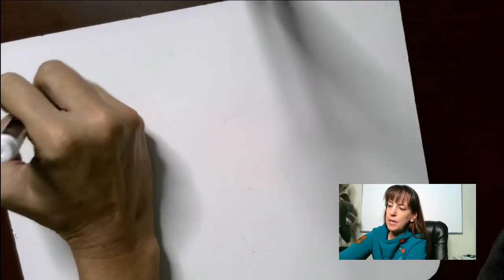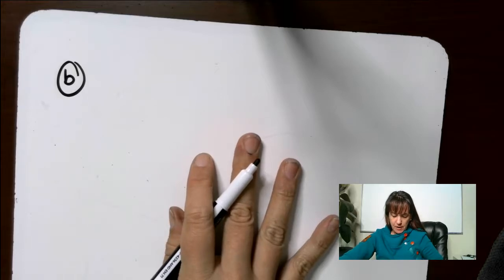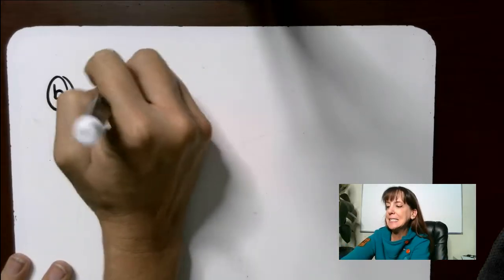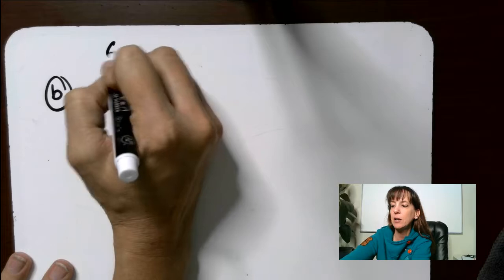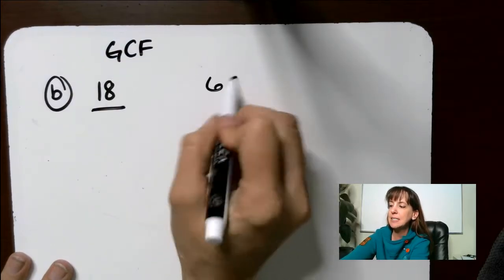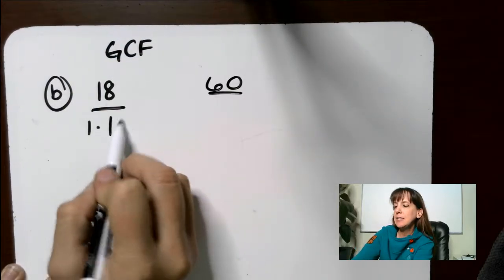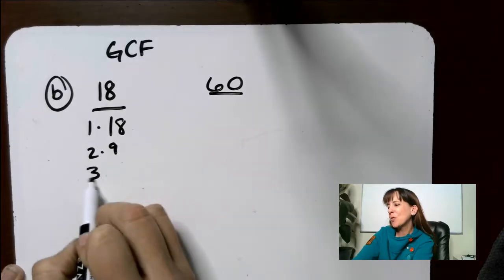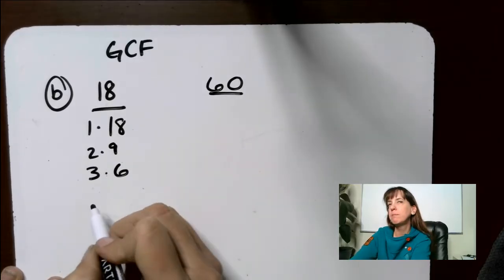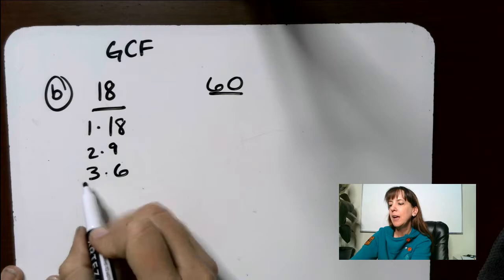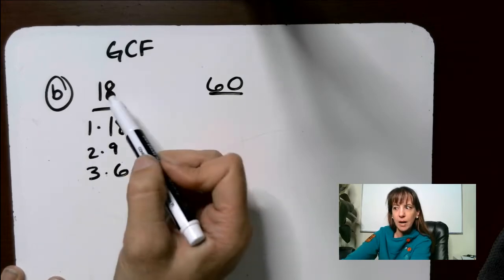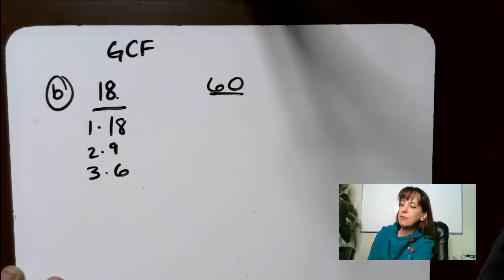So for B, find the greatest common factor of 18 and 60. 18, finding the greatest common factor, 18 and 60. 1 times 18, 2 times 9, 3 times 6. After 3 comes 4. 4 times 4 is 16, so no. After 4 comes 5. That would have to be a 0 or 5. After 5 comes 6. 6 is already on the board, so we're done, right?